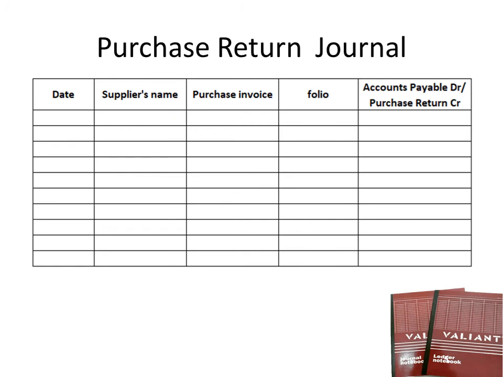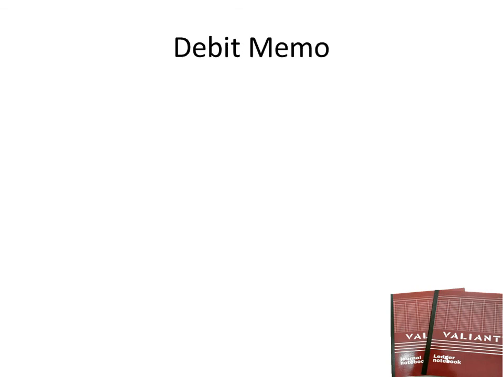So we have now the purchase return journal. It looks like this: you have the date, the supplier's name, the purchase invoice, the folio. For this one, accounts payable is debited and purchase return is credited. Why? Because this is a contra purchase account. You returned the purchase or received an allowance, meaning you need to pay a lesser amount.